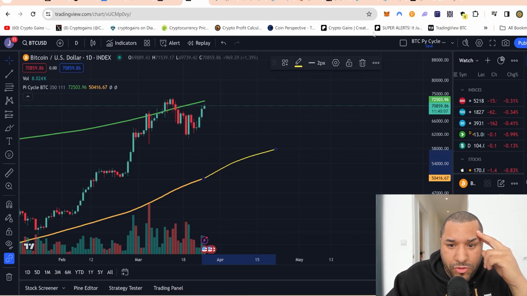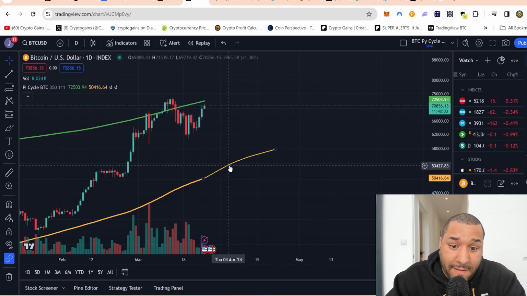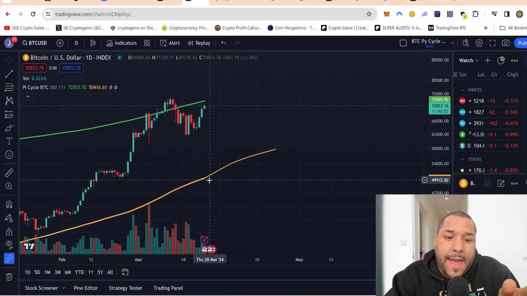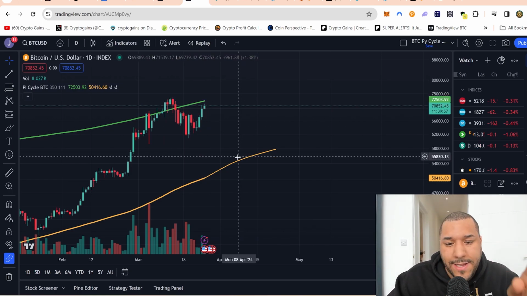Well, this one that I drew is constantly moving up. Now, it's not to say that it's actually going to do 100% like this, but it is moving up. And at some point, this orange line should cross with the green line, and that is going to resemble the top.